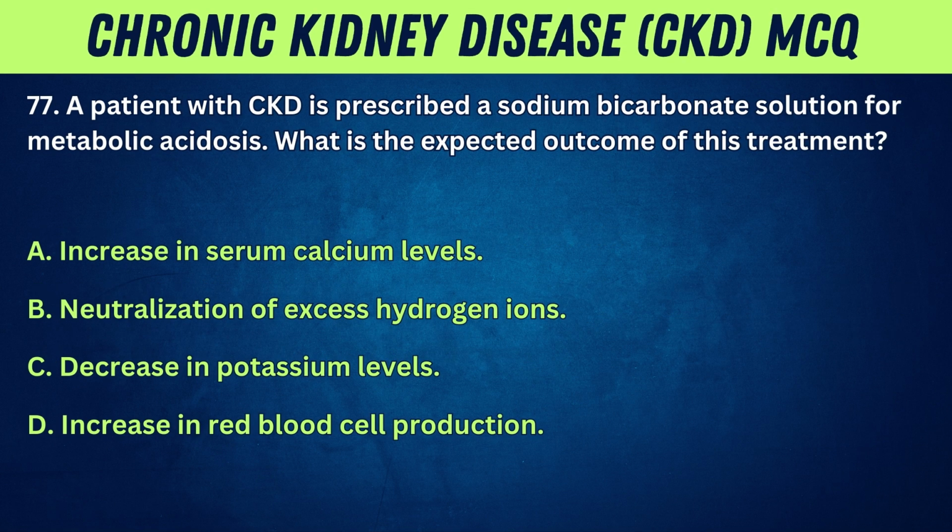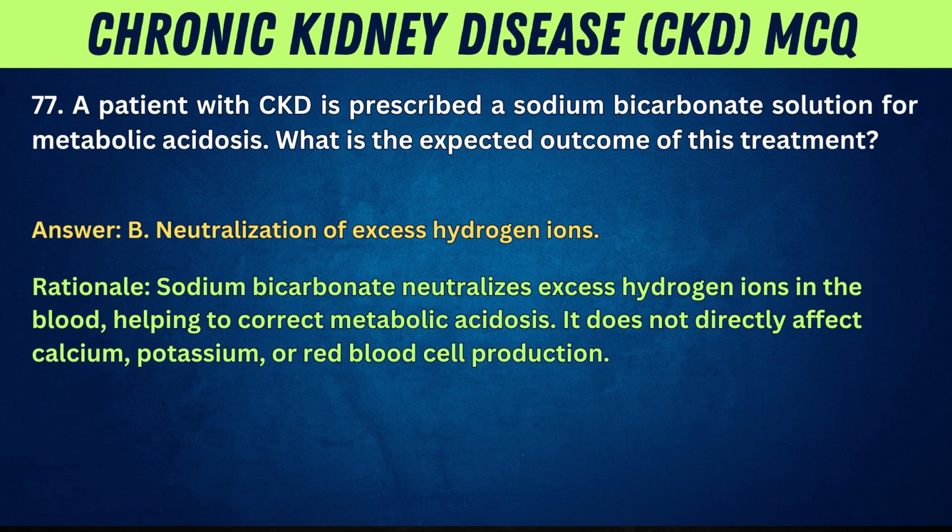77. A patient with CKD is prescribed a sodium bicarbonate solution for metabolic acidosis. What is the expected outcome of this treatment? A. Increase in serum calcium levels. B. Neutralization of excess hydrogen ions. C. Decrease in potassium levels. D. Increase in red blood cell production. Answer: B. Neutralization of excess hydrogen ions.